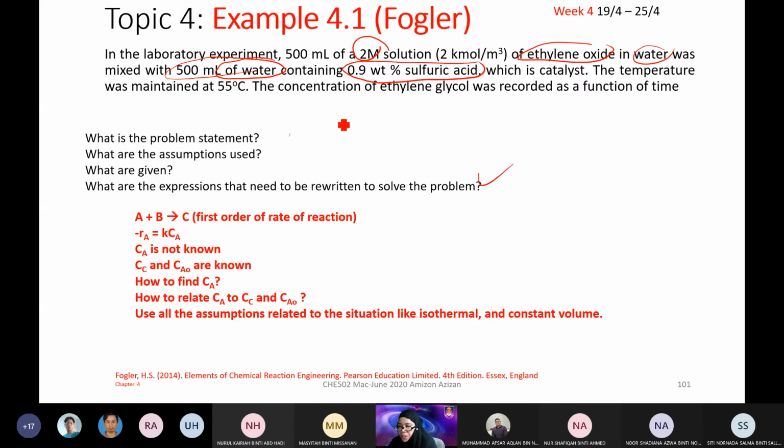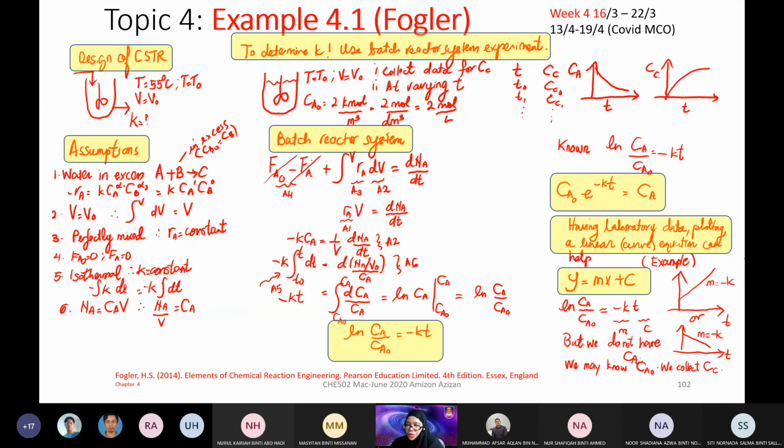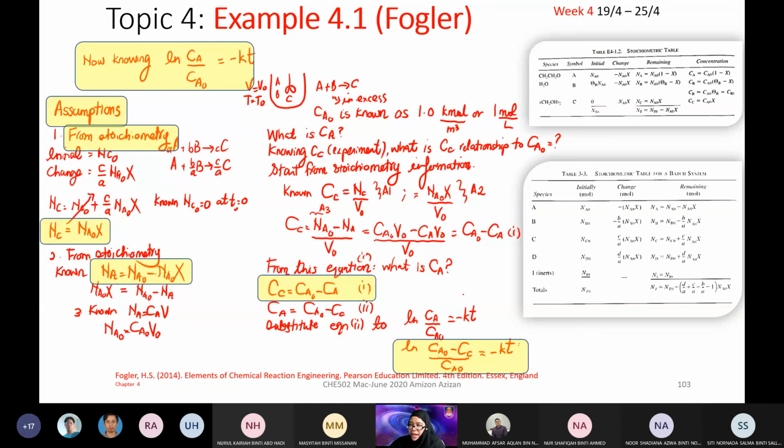How to write the expression, what would be the problem statement, what are the assumptions used. It's a first order, you write it, then you want to find the C for the reactant, having all the assumptions. So this is what you do. I think you have done this also by using the linear curve, then you can determine your K there, right? So you have done that. Okay, the rest would be solving the mathematical equations by using the stoichiometric table for a batch reactor system.